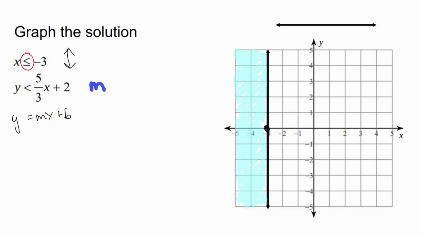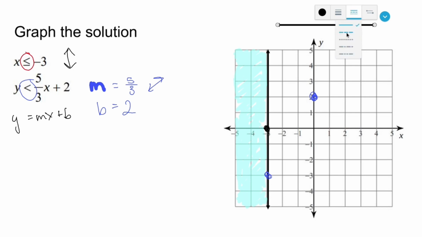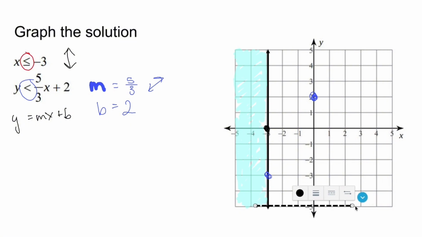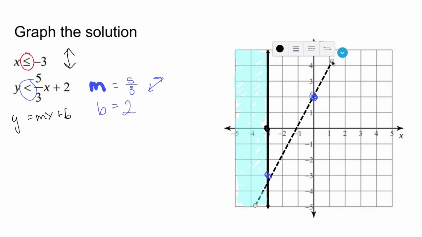Now I have my other equation, and it is in slope-intercept form. So here my slope is going to be positive 5/3, and my y-intercept is going to be 2. So we'll start out at 2. We'll go up 5, right 3. I can't do it, so down 5, left 3, put a dot. Now here I have less than, not less than or equal to, which means I need to turn my line into a dashed line. So I connect the dots like this.